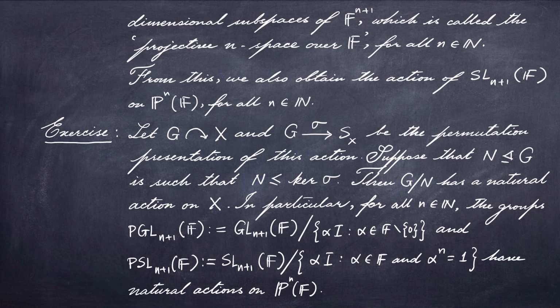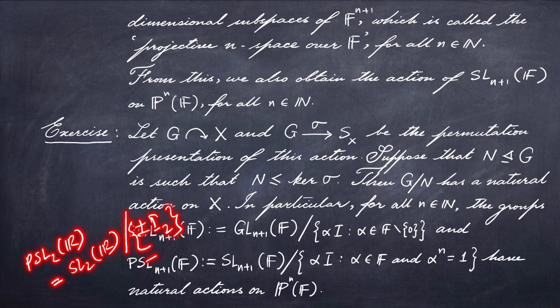So as a particular case of this, we see that for any n, the projective general linear group. So what is a projective general linear group? This is nothing but GLnF modulo the subgroup of all invertible scalar matrices, that acts on this projective n space. Similarly, we do have the action of the projective special linear group. So this is nothing but modulo the scalar matrices whose determinant is 1. So for example, when n is 1, PSL2R is nothing but SL2R modulo plus minus I2.